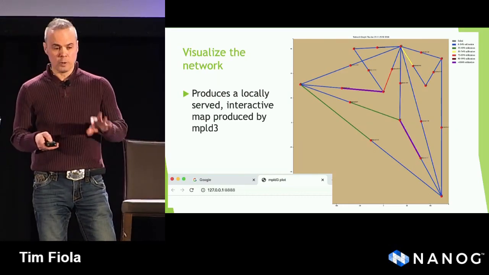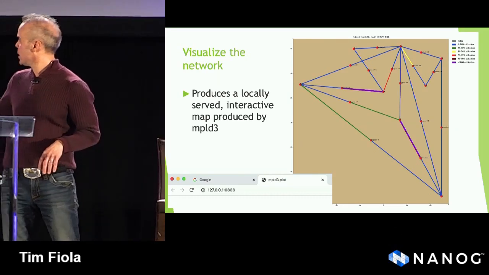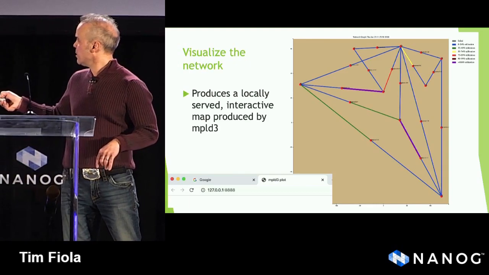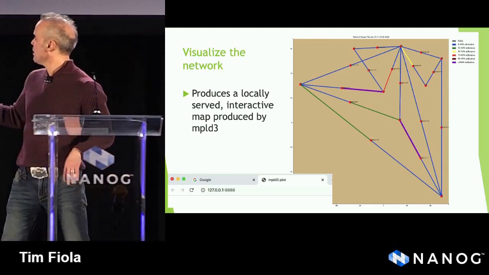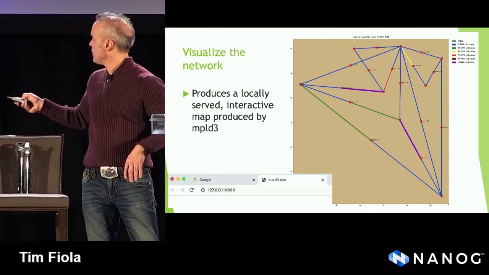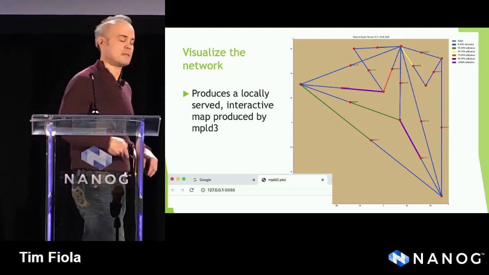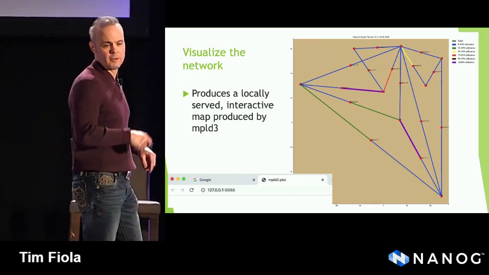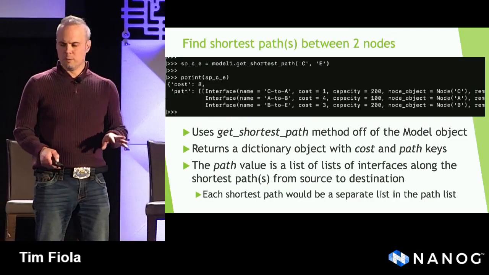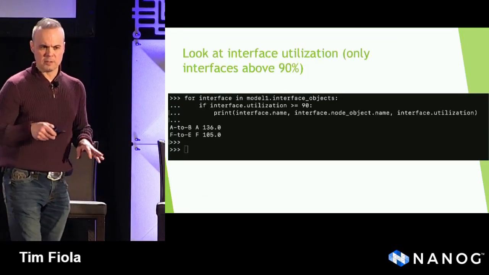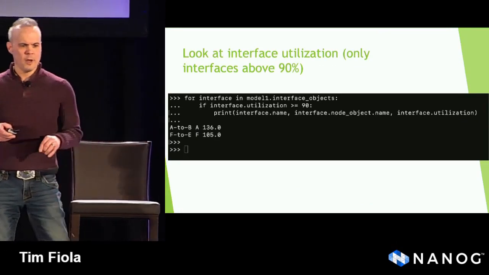So what you should note here is that there's an interface utilization legend on the side, and there's two interfaces, the purple ones, that are over 100% utilized for egress traffic. So I'm going to skip this. I'm running out of time.